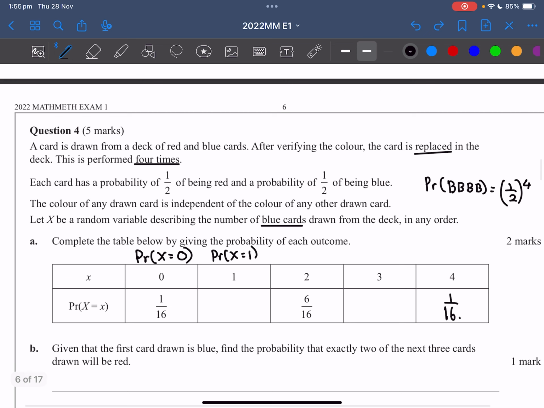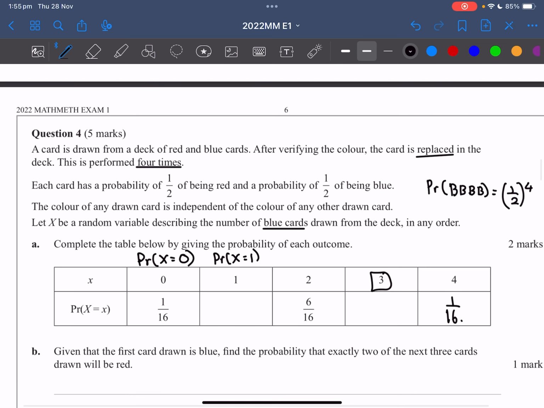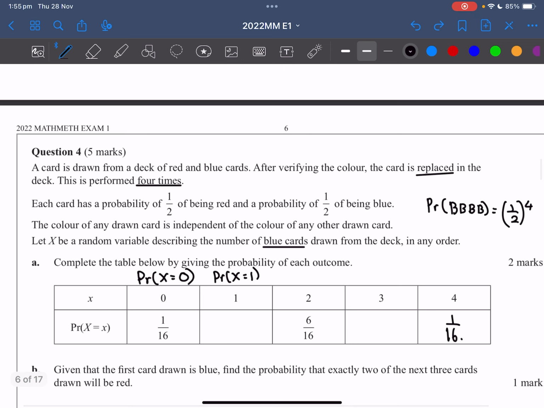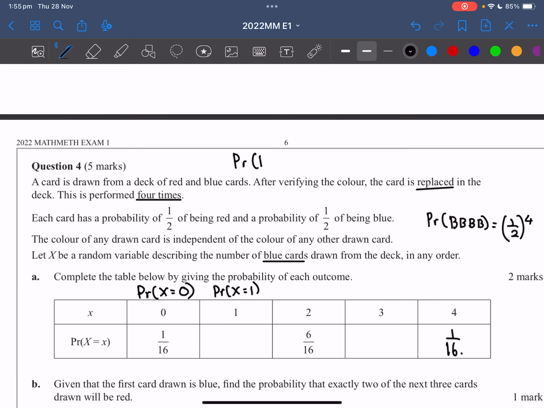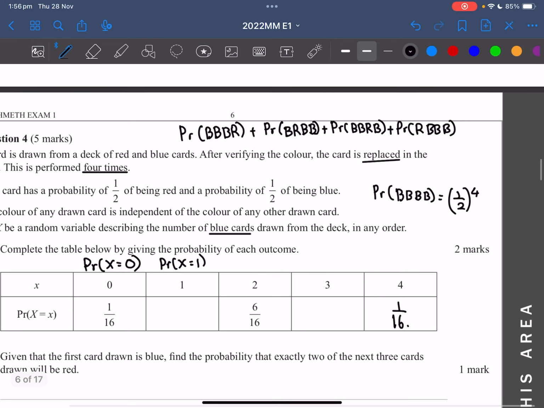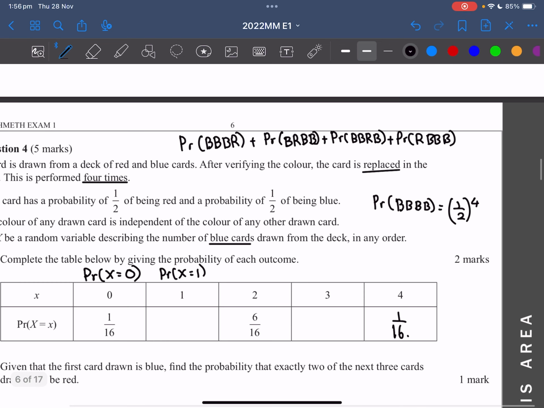I'll show you here. Let's say I want to find the probability that X equals 3. So there are 3 blue cards, right? That will be the probability of blue, blue, blue, red, plus blue, blue, red, blue, plus blue, red, blue, blue, plus red, blue, blue, blue. If I were to do this manually, this is how I would do it.